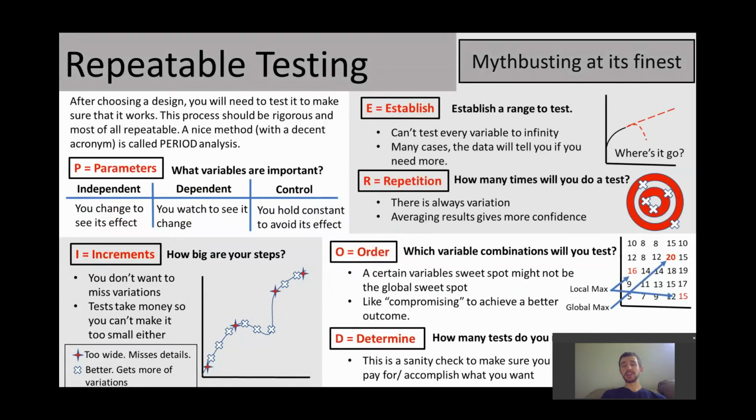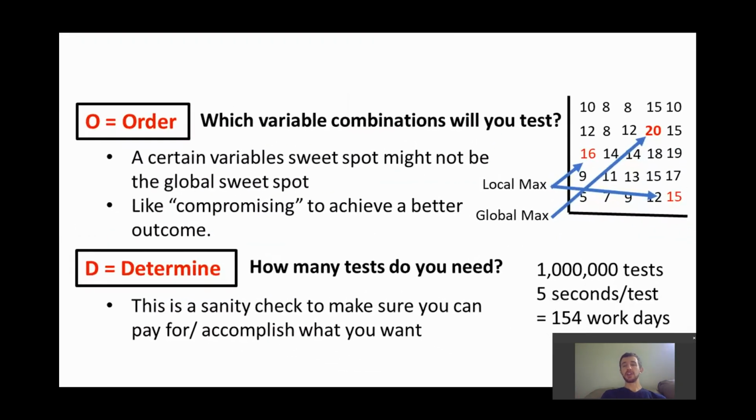Okay, coming towards the end here. Order and determine. So order: which variable combinations will you test? Remember I said there's a bunch of variables that you're testing, and some of those are control, some of those are independent, some of those are dependent. Well, those control and independent variables, those are the important things right here, because you're going to be testing a whole lot of things.